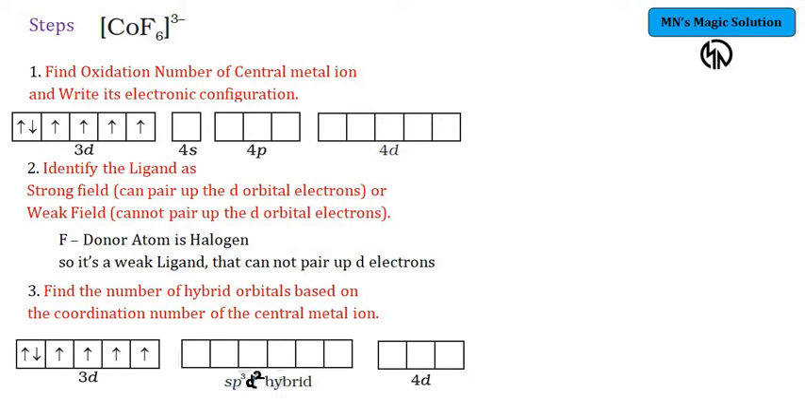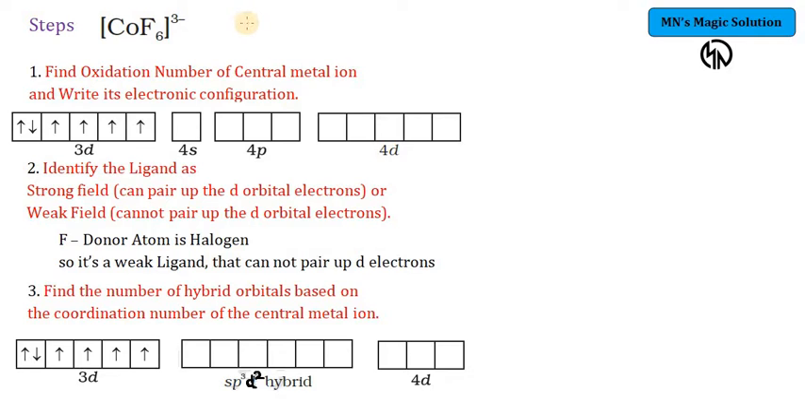See, our example is CoF6, right? In F6, this is fluorine. Fluorine is a halogen. We saw that halogens are all weak ligands. So if a weak ligand gets bonded with a metal atom, what type of hybridization will I get? That is what we are going to see.